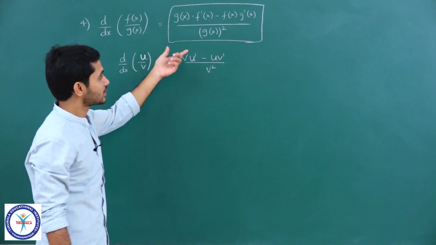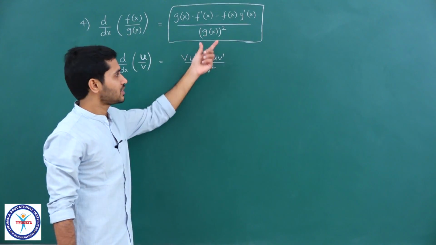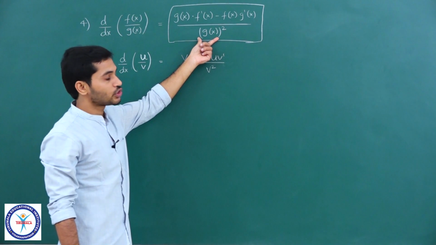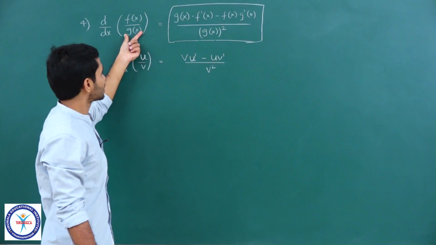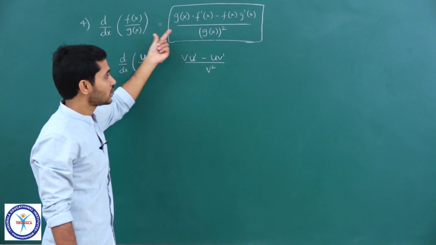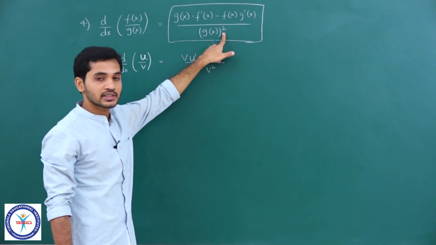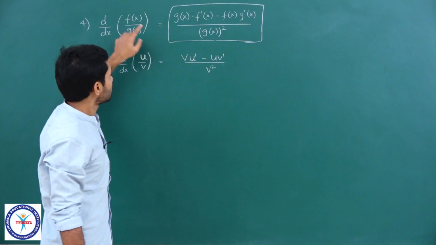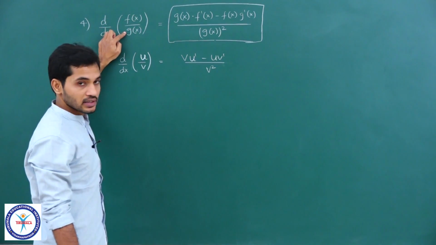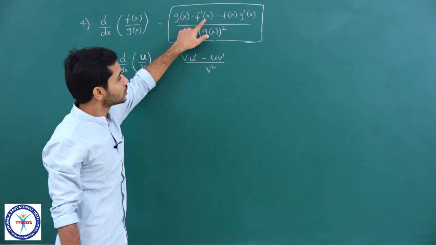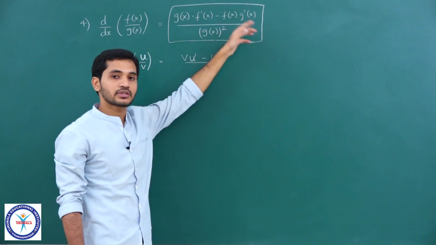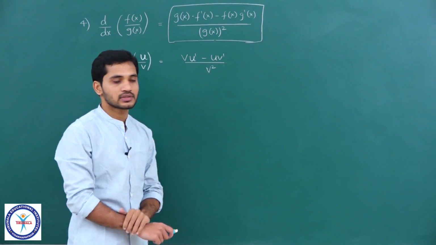What we need to do here is first write the denominator, look at the denominator. In the denominator we have g of x whole square. So, whatever is the function we have in the denominator here, just square it and write it in the denominator. Clear? And in the numerator, if you observe, if this is first and this is second, second into derivative of first minus first into derivative of second. Clear? So, that is it.